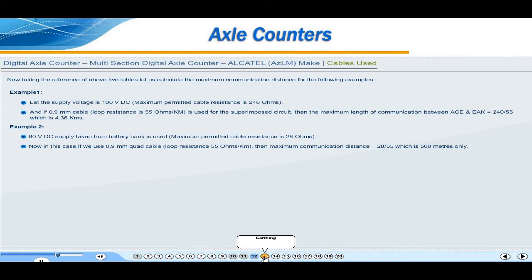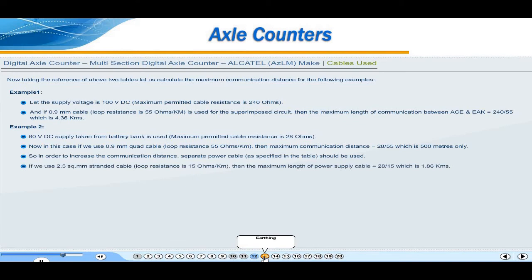Now in this case, if we use 0.9 millimeters quad cable, that is loop resistance 55 ohms per kilometer, then maximum communication distance will be equal to 28 divided by 55, which is 500 meters only. So, in order to increase the communication distance, separate power cable as specified in the table should be used.